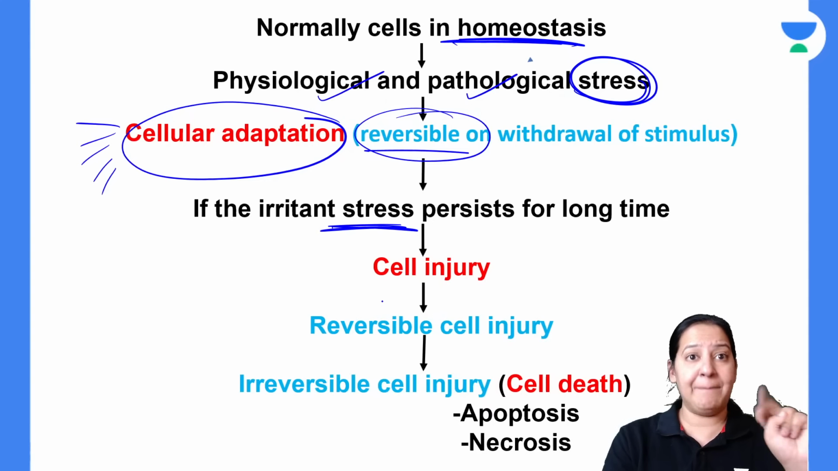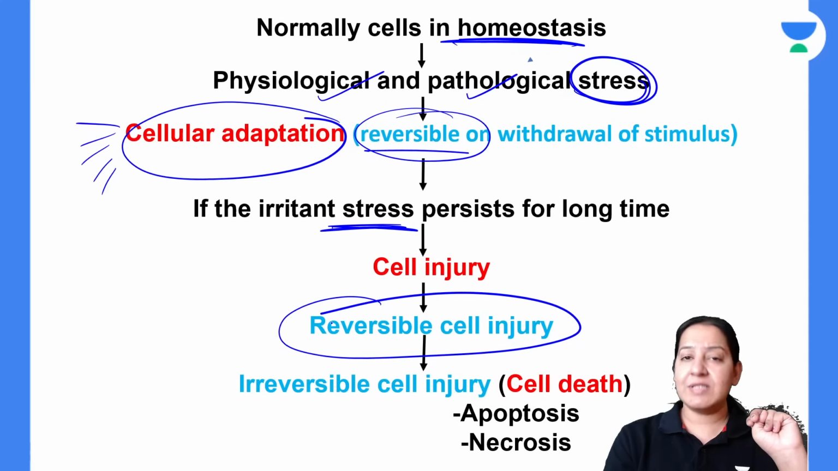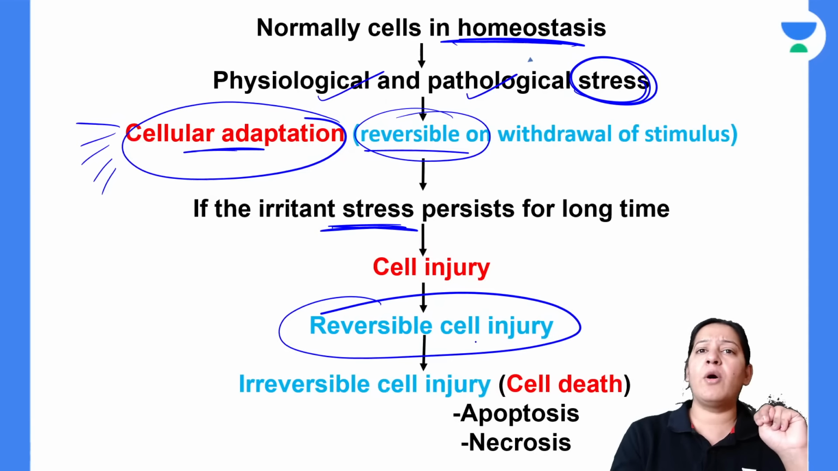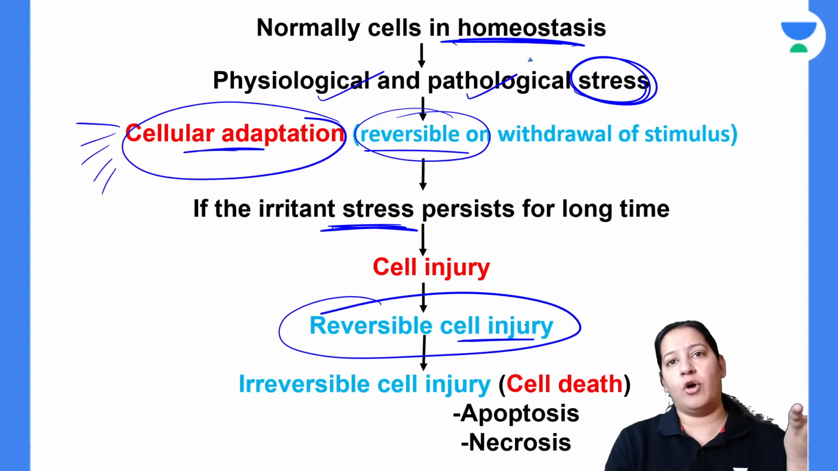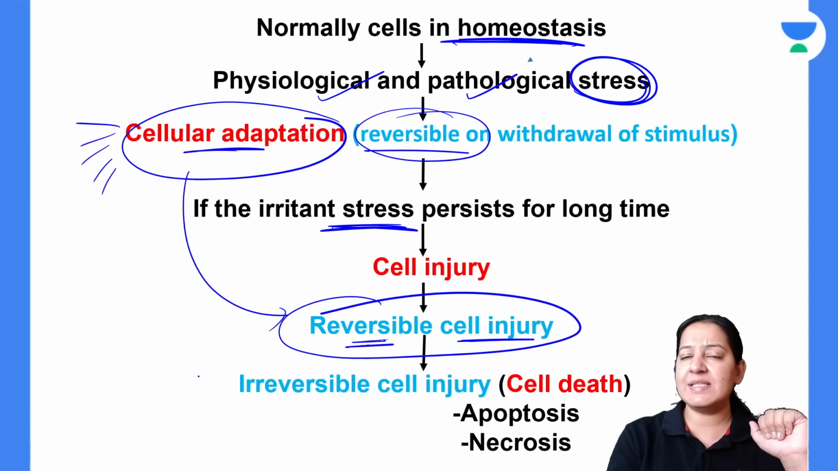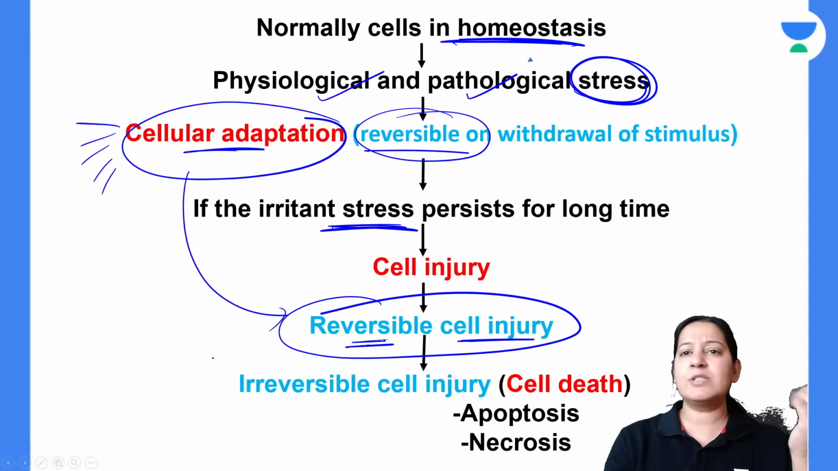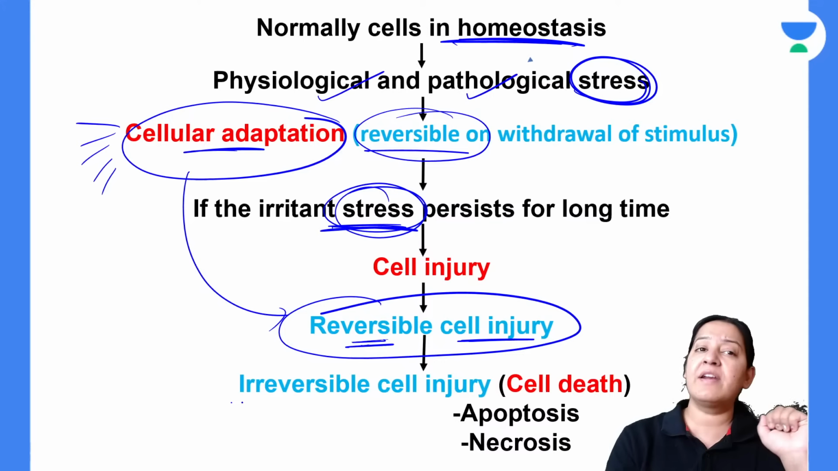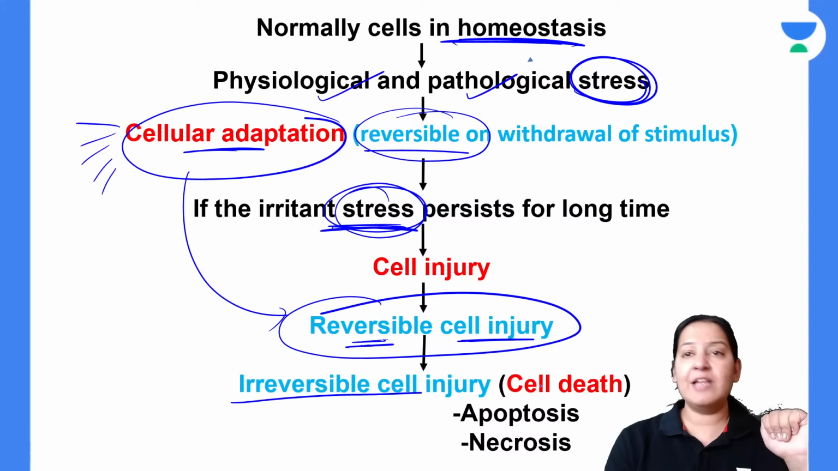the second thing that happens is reversible cell injury. So after cell adaptation, now it is cell injury. The cell will get injured, but it is reversible, again like adaptation. Once you remove the stress, the cell will go back to its original function. But if the stress still continues, the last thing that will happen is irreversible cell injury. Irreversible cell injury is cell death.